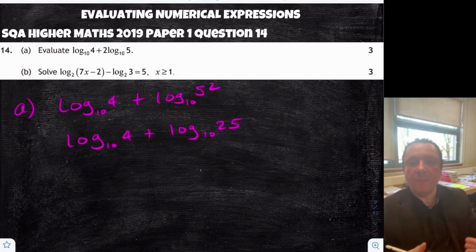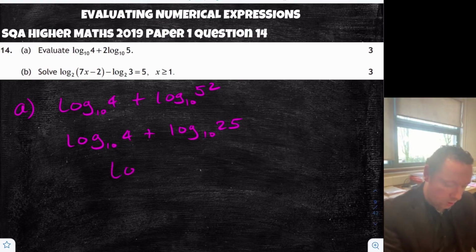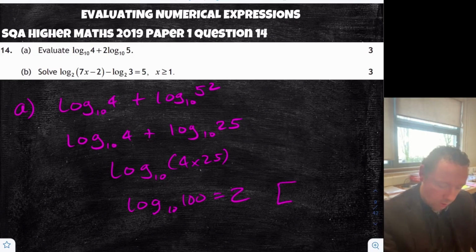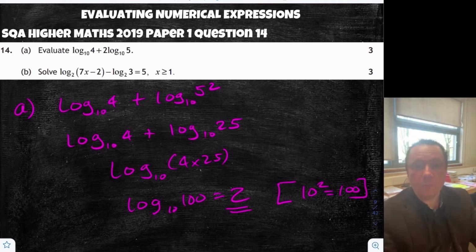And then we can combine that because we can times the numbers together. So it's log 10 4 times 25, which is log 10 100. Log 10 100 is equal to 2 because 10 squared equals 100. And there we are. Part B.